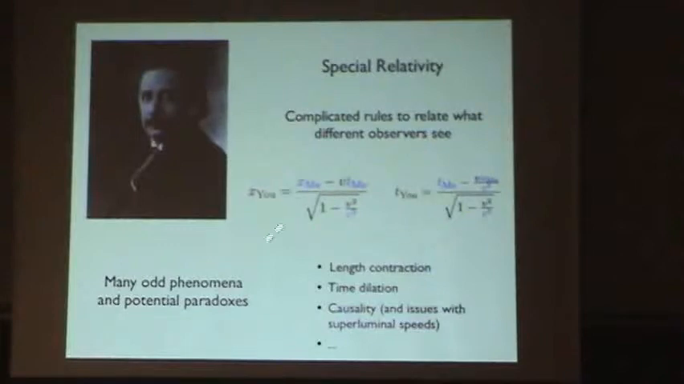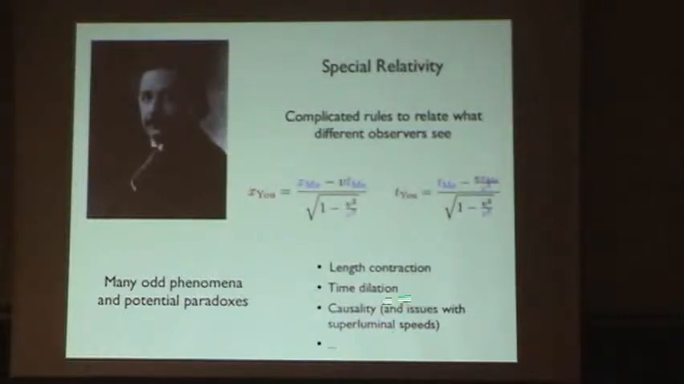And if you follow through these complicated rules, there's a lot of odd phenomena and potential paradoxes. This is an endless source of fun problems for students, because you can twist your head into pretzels thinking about the twin paradox and what happens if the guy goes off in space and comes back. There's lots of crazy things you can twist your head around. But some of these phenomena include length contraction and time dilation, and I thought what I would do today is just talk about one of them, which is causality, and what relativity has to say about superluminal speeds, because that will give me an excuse to go into what's been happening with the OPERA experiment recently and their observation of superluminal neutrinos. So that's where I'm ultimately headed.